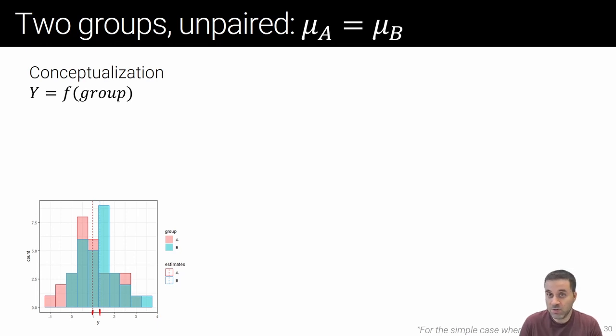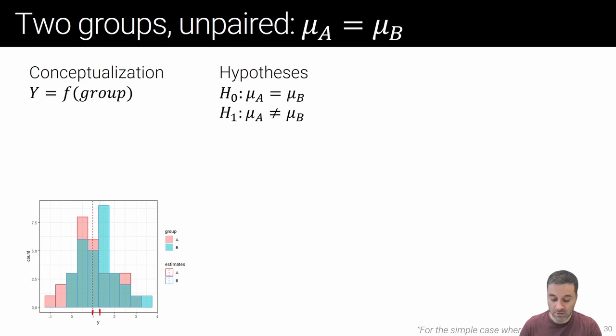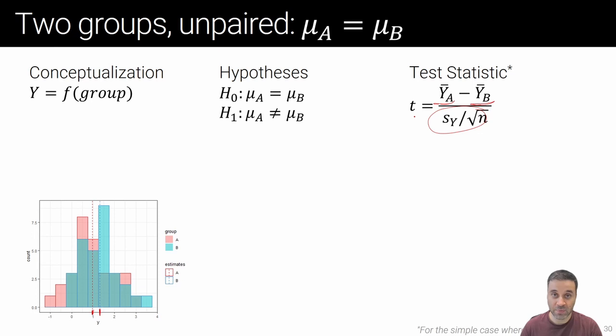Well, we could just do a t-test again. It would be something like this. The null hypothesis states that the mean in A is equal to the mean in B in the population. And the alternative hypothesis is, well, the means are different. The test statistic would be something like this again. So we have the observed mean in group A, the observed mean in group B, and the overall standard deviation in the response and sample size.